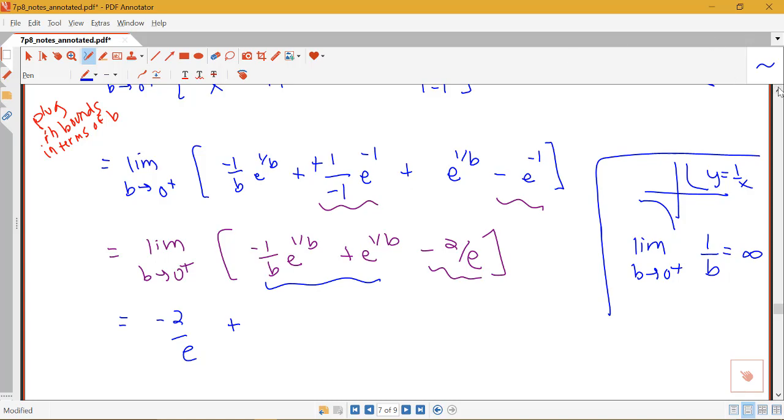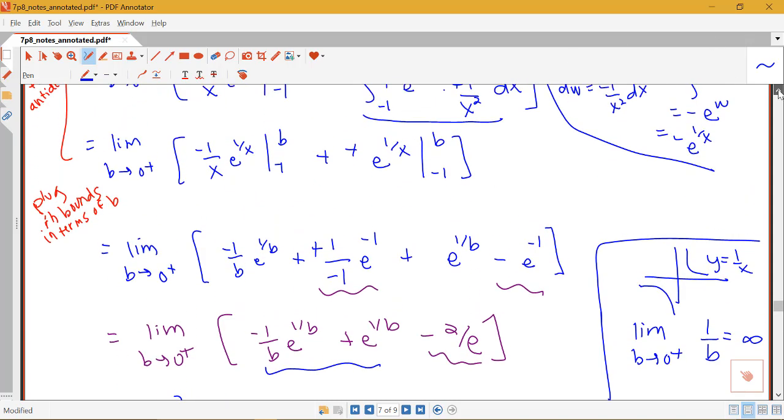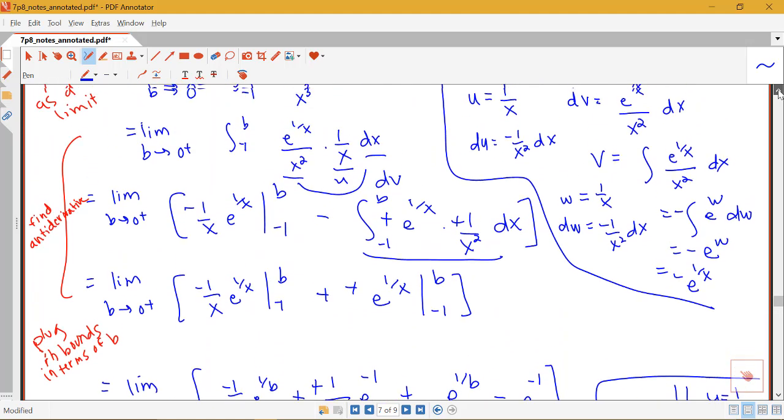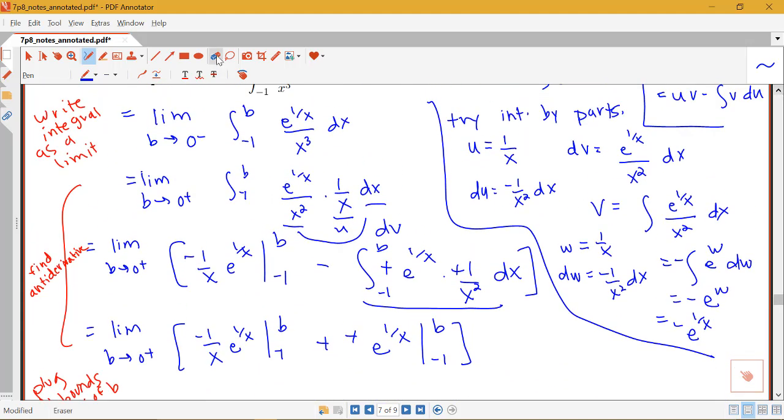Whoops, I think I changed something from the left to the right somewhere along the way here. Yep, I did. So this is where we have to be a little careful. This is going to make a big difference in terms of what this is later. So I'm going to make sure we copy our work correctly from step to step. Sorry about that.